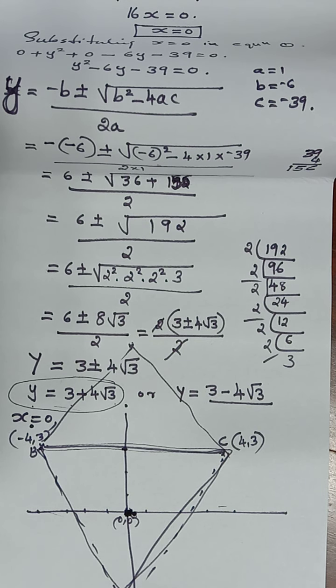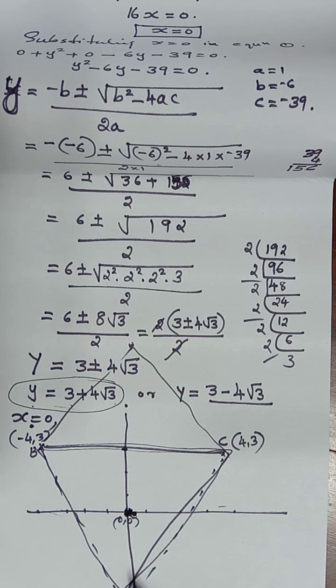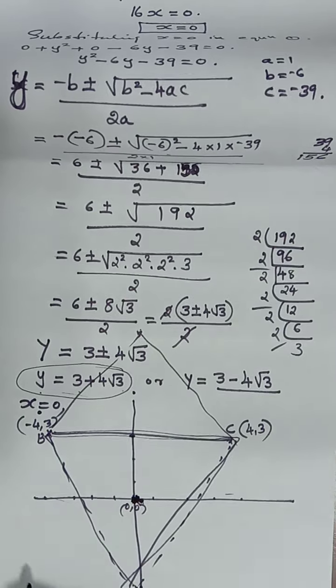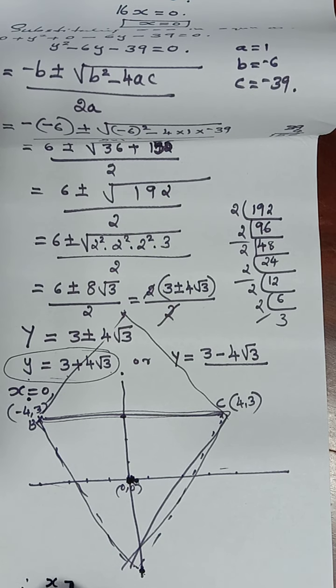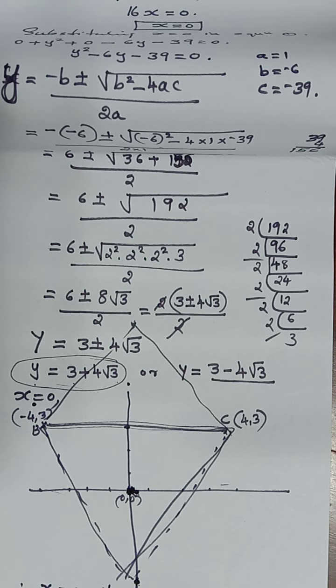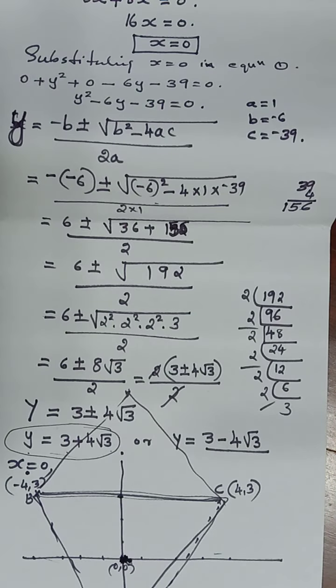So if y is here, and the x coordinate is 0, we get it like this, and you will be able to get the origin inside the triangle. Therefore, we can say x is equal to 0, y is equal to 3 minus 4 root 3. We can write the reason. What is the reason to be written?